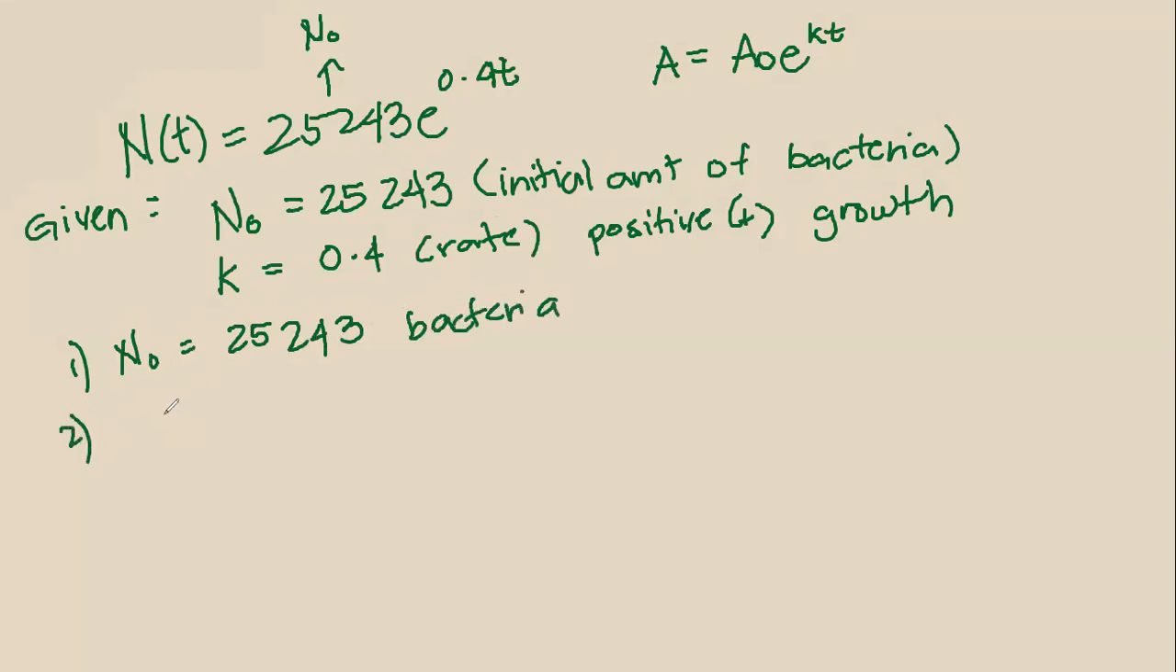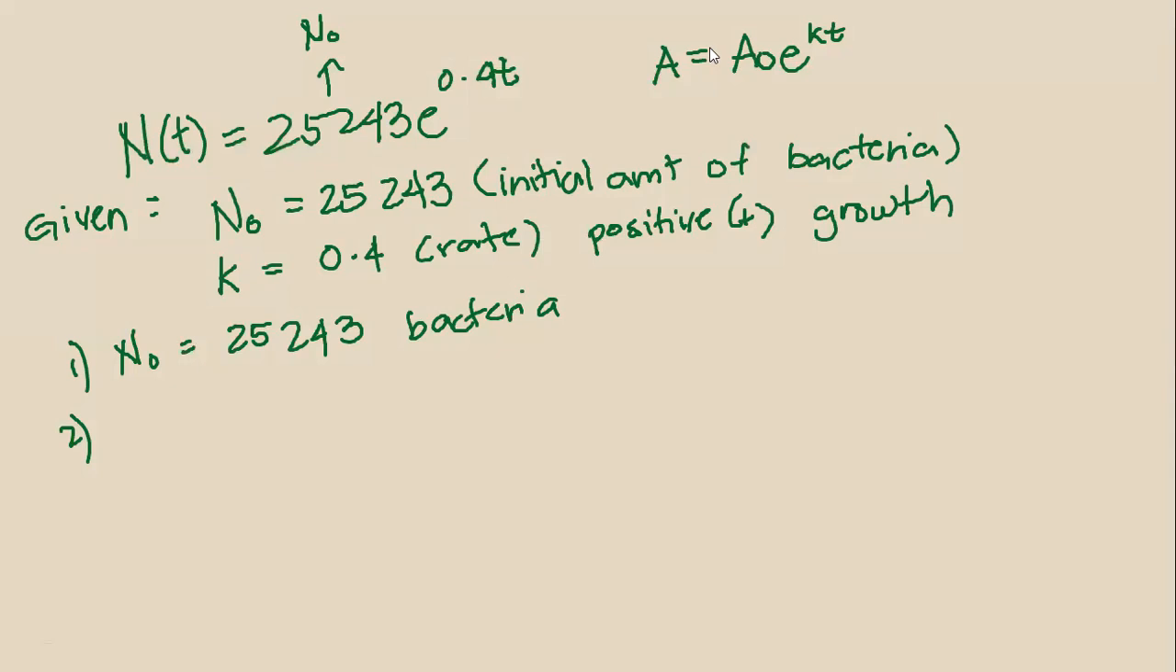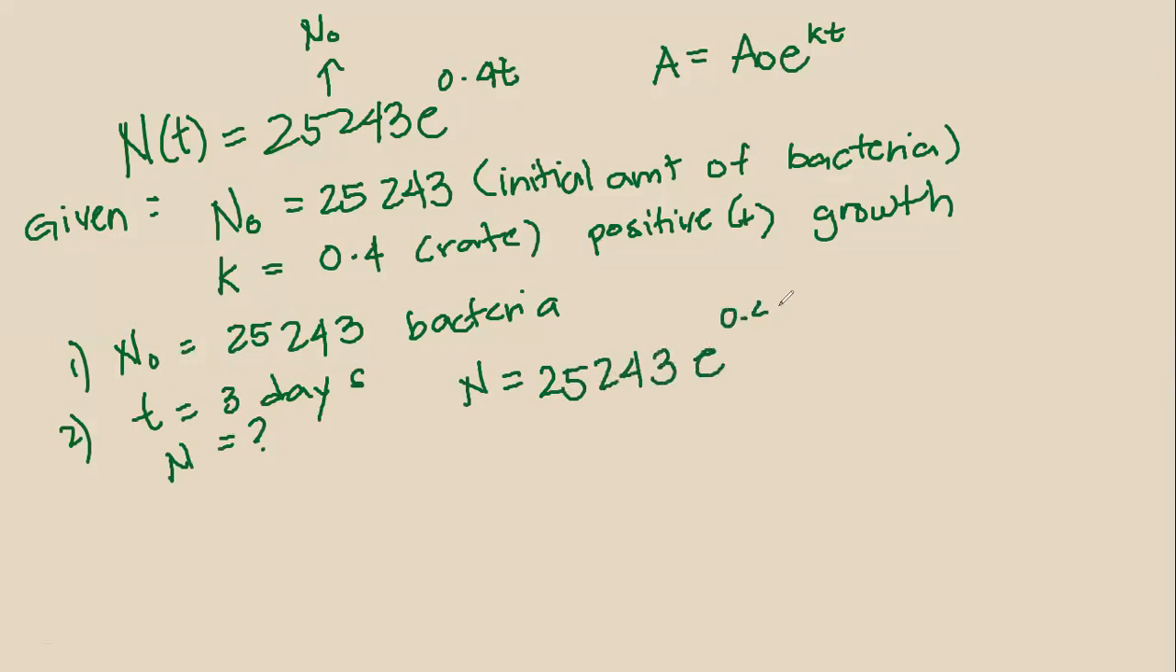And then number 2, sabi, how many bacteria are in the Petri dish after 3 days? So, makalipas ang 3 araw, ilan na daw yung bacteria? So, we have a given time t is equal to 3 days. And ang hinahanap ay yung n. Okay? So, simple substitution, n is equal to 25,243 e raised to 0.4 multiply to 3. Kasi in days naman na yung ating given na time and then simply substitute sa ating t.